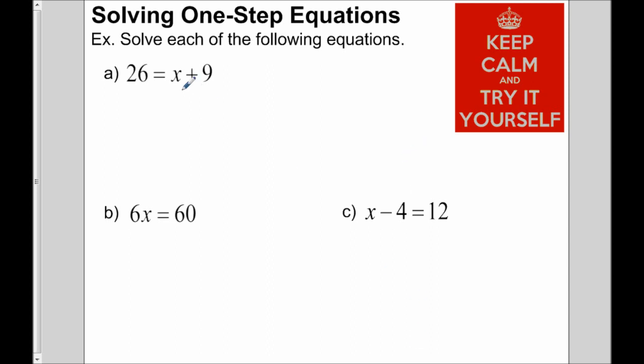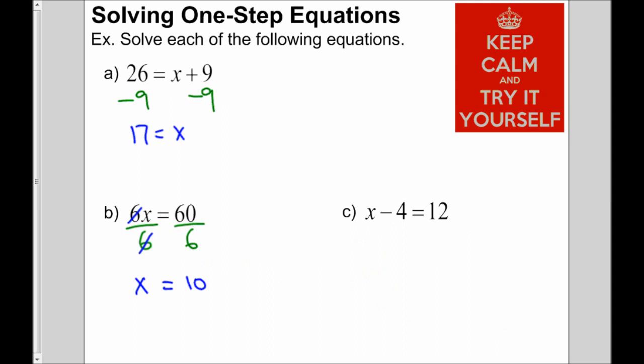Notice that x is on this side. I notice that x is being added with 9, so you just take away 9 on both sides. So here, 26 take away 9 is 17, which is equal to x. Here, 6 is multiplying with the x, so you're going to need to divide by 6. You got to do it on both sides. And so 6 divided by 6 makes 1x, which is just x, and 10 is on the right.